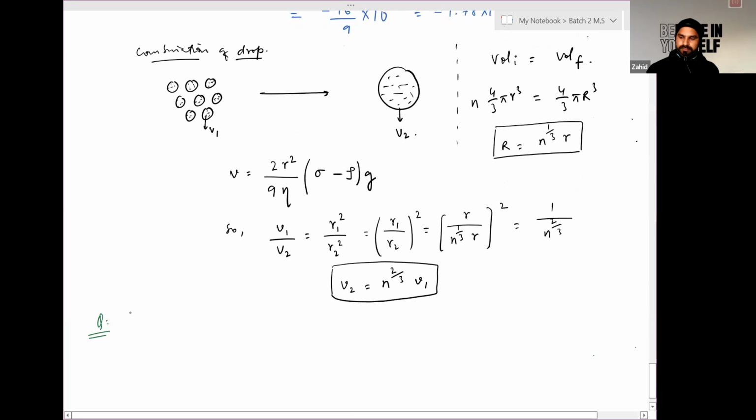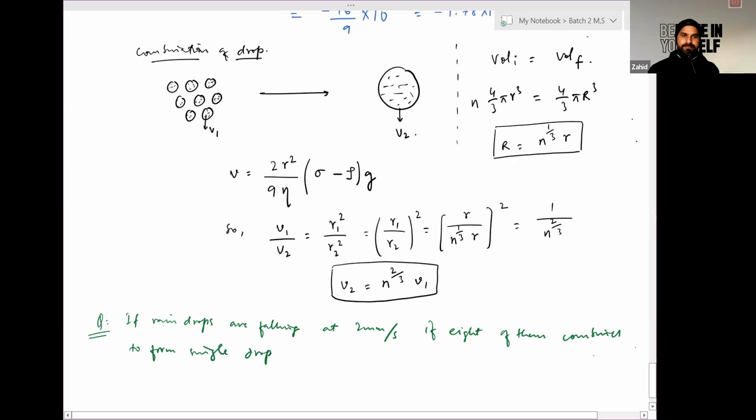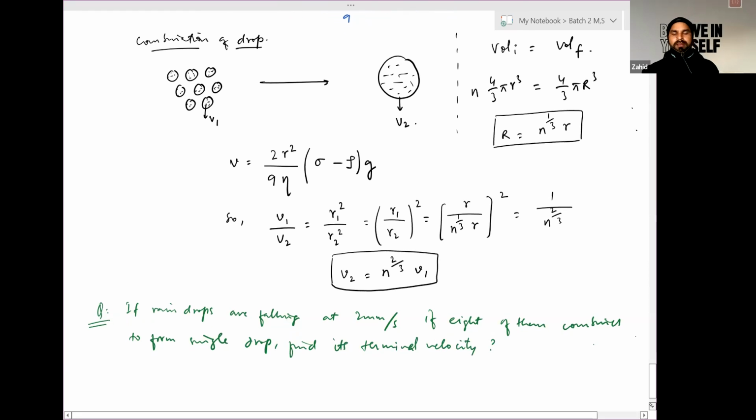Now there will be a question. If raindrops are falling at 2 mm per second, if 8 of them combine to form a single drop, find its terminal velocity. Try to find.